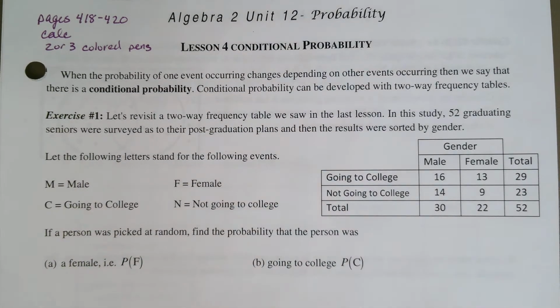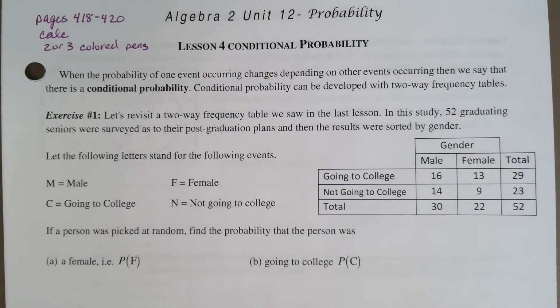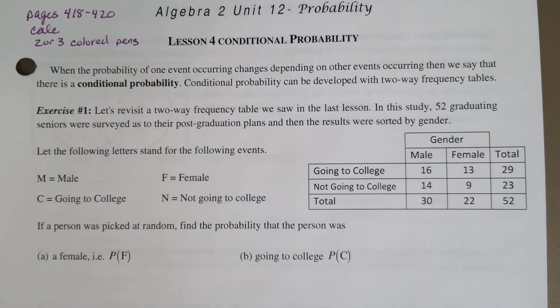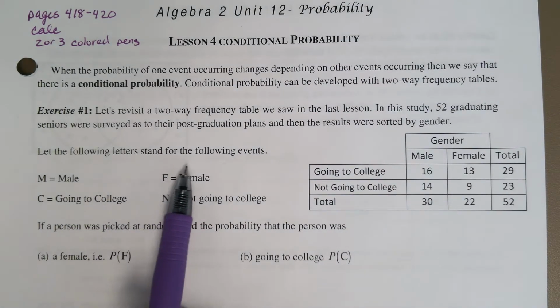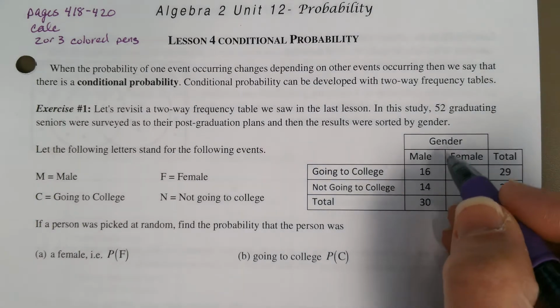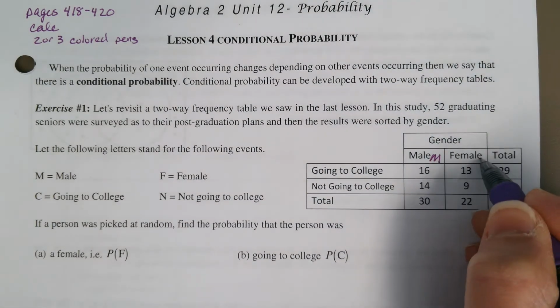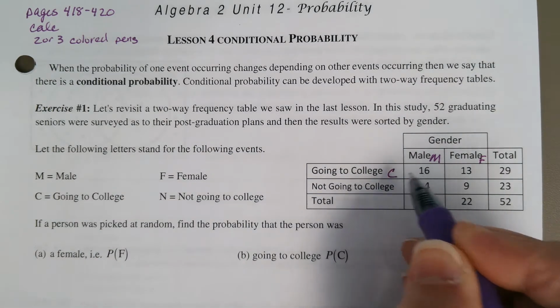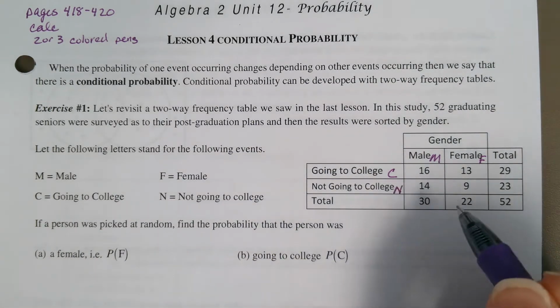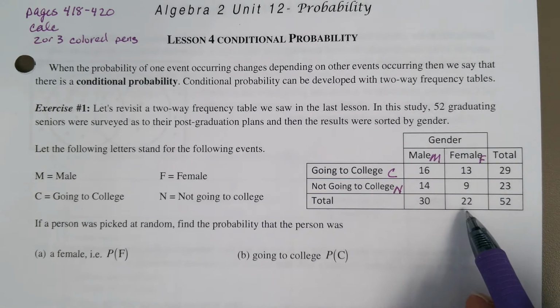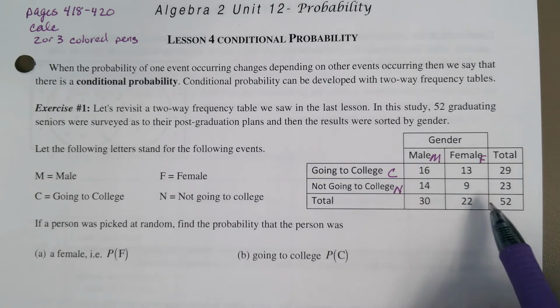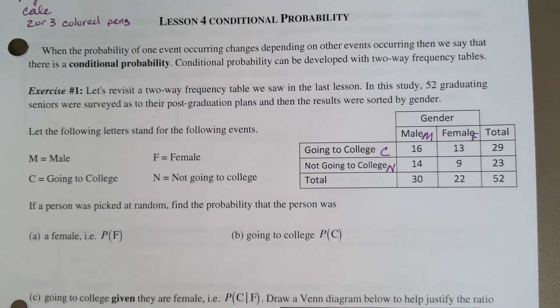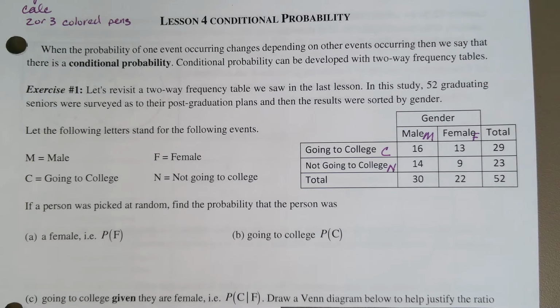So our first exercise asks us to revisit a two-way frequency table we saw in the last lesson. In this study, 52 graduating seniors were surveyed as to their post-graduation plans, and the results were sorted by gender. Let the following letters stand for the following events. M is for male, F female, C going to college, and N not going to college. So overall we have 30 male, 22 female, for a total of 52, and 29 going to college, 23 not going to college. If a person was picked at random, find the probability that the person was a female.